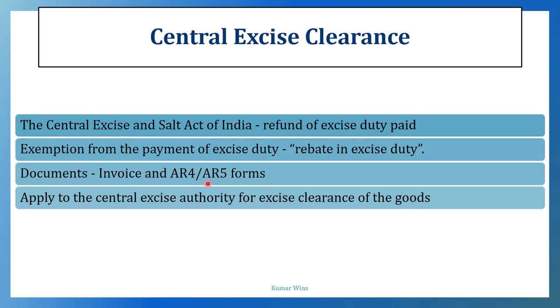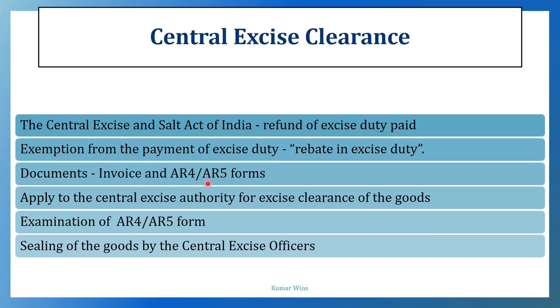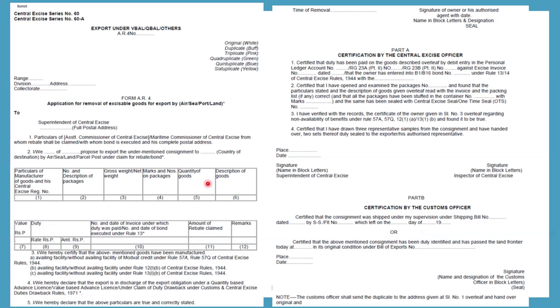Then the superintendent may depute an inspector of central excise, or if possible, he may himself go for the sealing and examination of export cargo. After he is satisfied, he allows the clearance of cargo. Right? So these forms are examined. Then the central excise officers, after examination and being satisfied, seal the goods, and clearance of cargo is allowed. Right? So here you can just have a look at the form AR4.